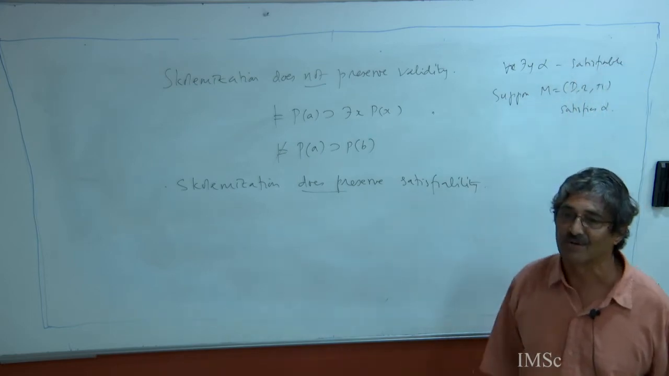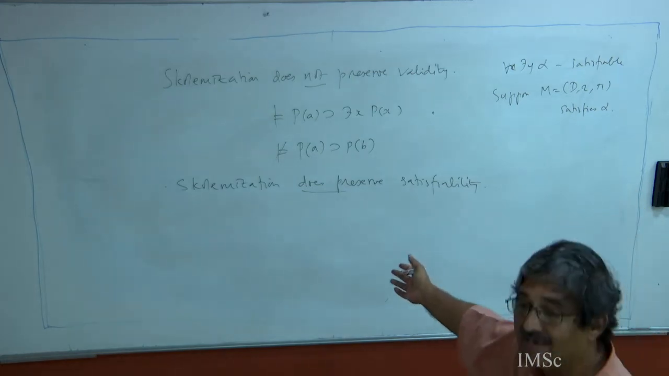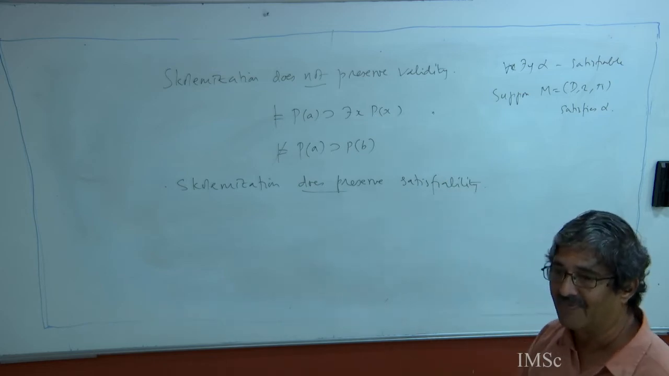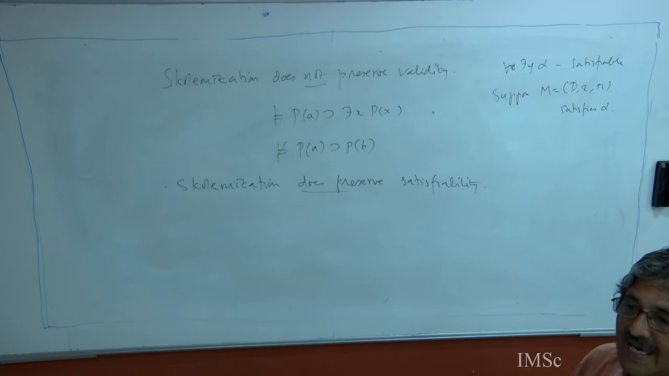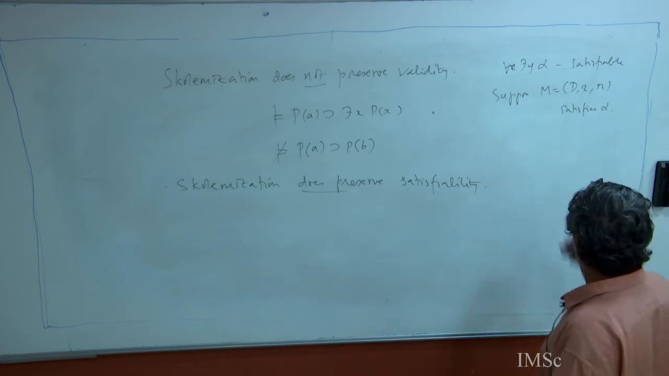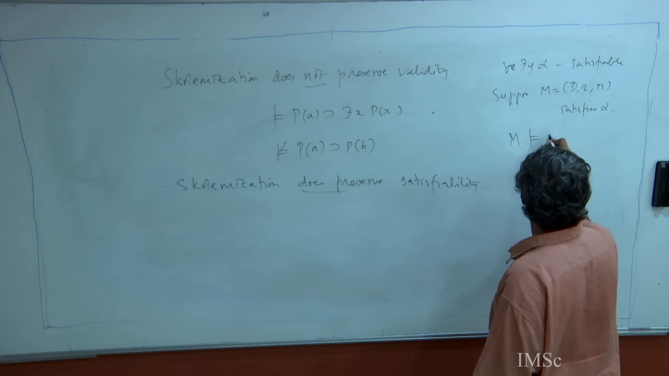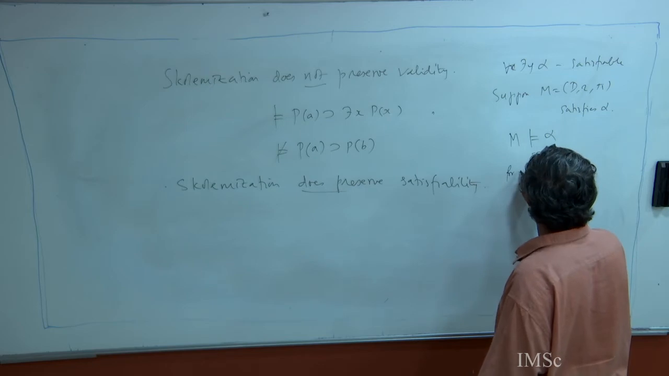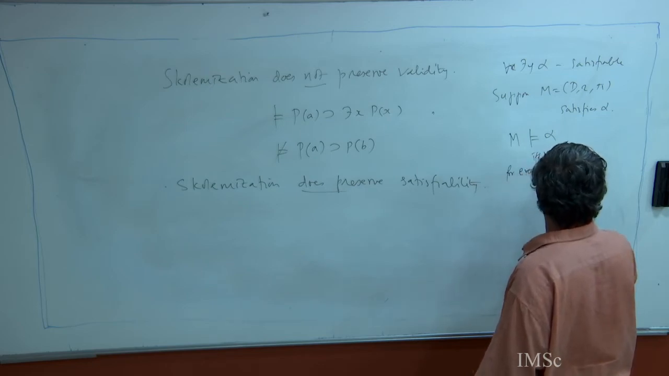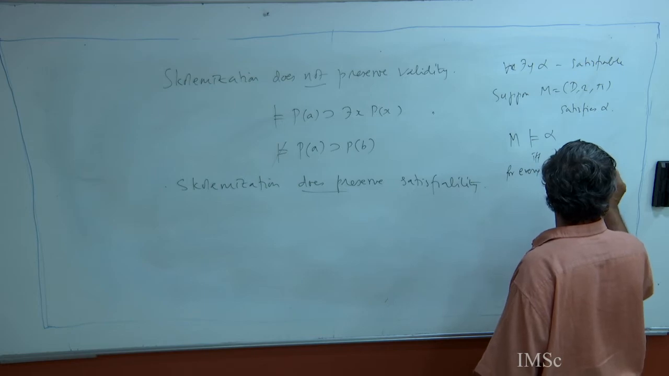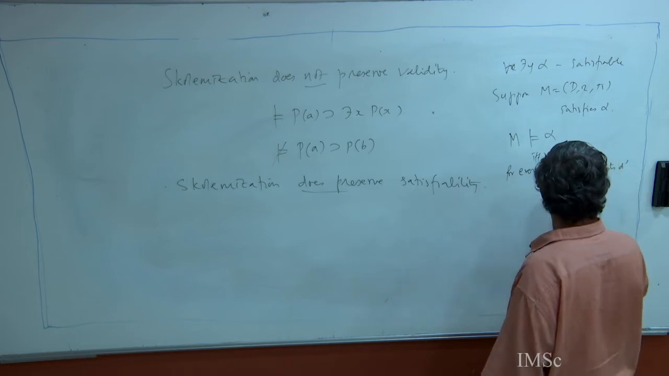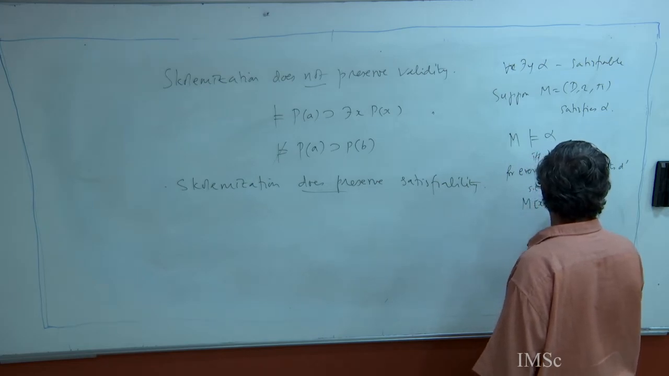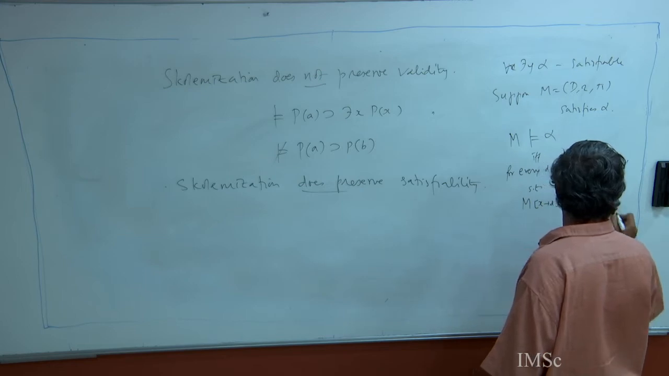Then after skolemization also, you want to say that it preserves satisfiability. What does that mean? It means if you start with a satisfiable formula, after doing skolemization also, it continues to be satisfiable. That's all we are saying, right? So if M satisfies alpha, what do we know? If and only if for every element D in the domain, there exists some D prime such that M with x assigned to D and y assigned to D prime satisfies alpha.